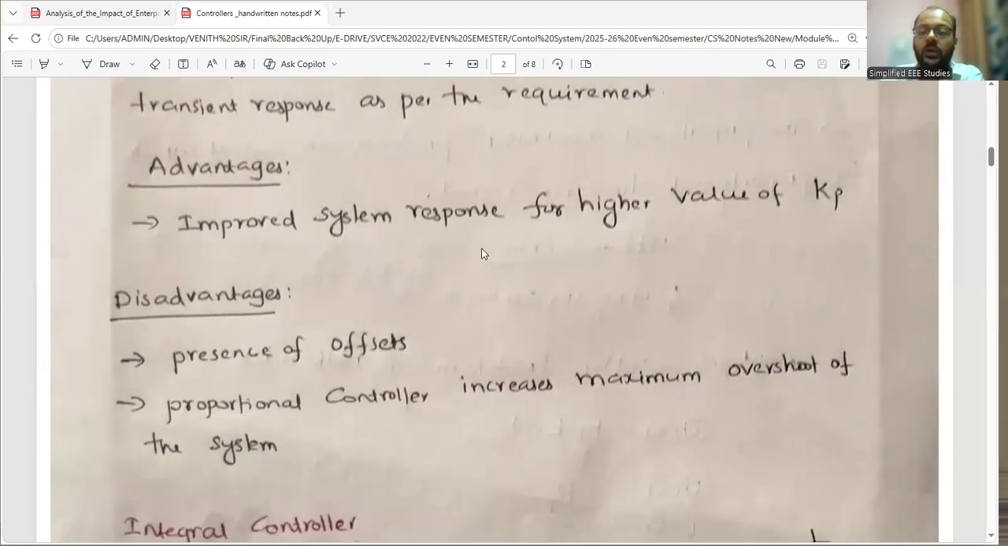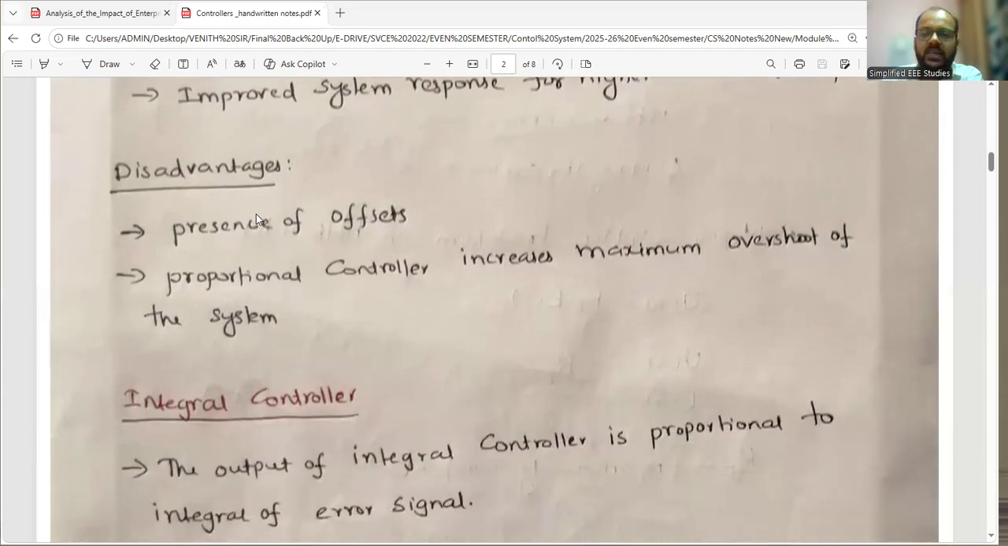However, we have the following drawbacks. Presence of offset because of Kp. Presence of offset. Proportional controller also increases the peak overshoot or maximum overshoot of the system. That is another disadvantage of the P controller. So these are the important concepts of the P controller, which are very essential from an exam point of view and for interviews.